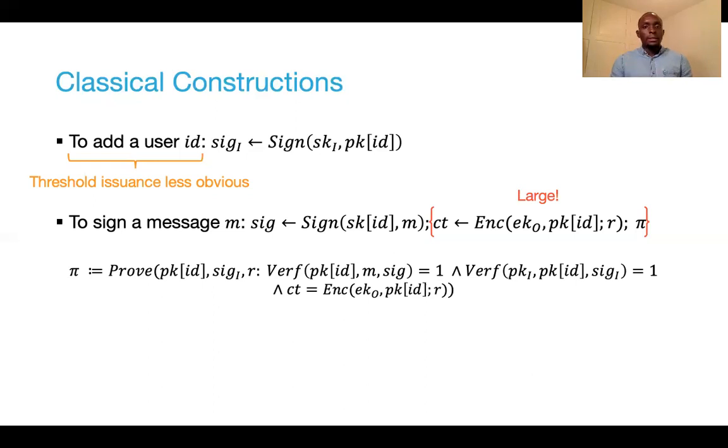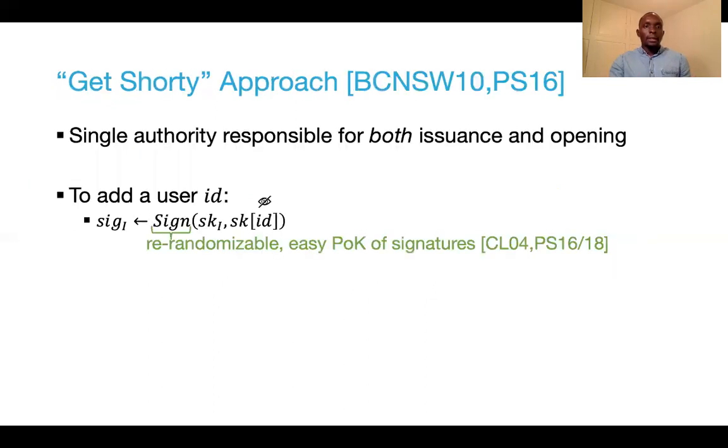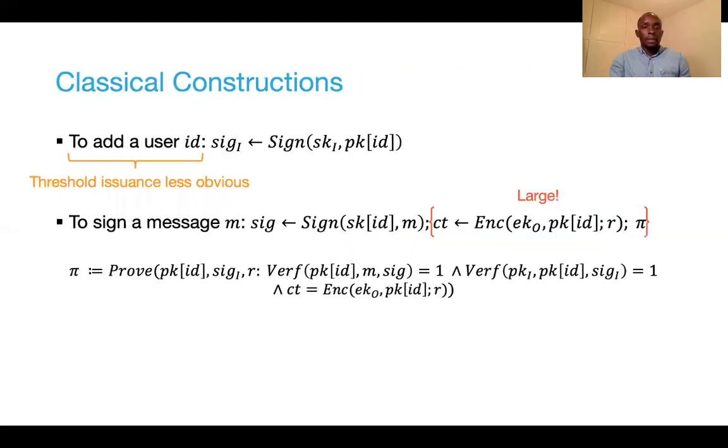But the really critical part here is the size of the group signatures. The ciphertext, which encrypts the user public key, and the proofs of knowledge of correct computation is actually what makes the signatures that large. And this is what one would like to get rid of, especially for applications where the group signature size is really critical, like for vehicle-to-vehicle communication systems where bandwidth constraints are really strict.